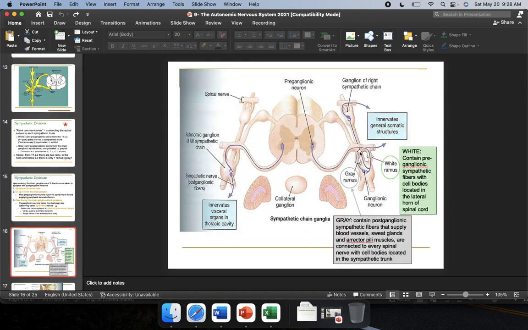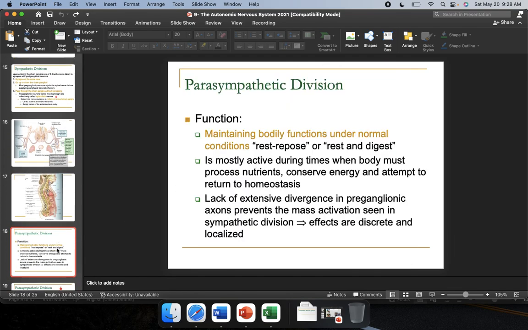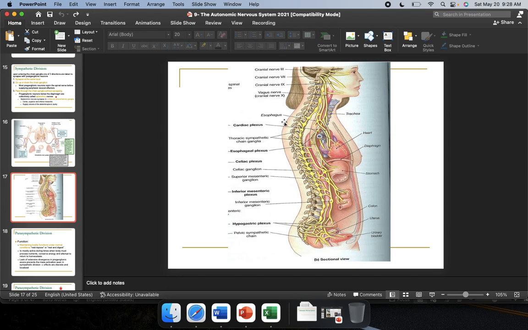Another diagram here indicating the white and gray rami communicans. We're going to come in through the white, myelinated, and out through the gray, unmyelinated, and go have an effect on an effector organ. The thing I think is worthwhile to glean from this diagram is to notice the input into the chain ganglia through this thoracolumbar region of the spinal cord. And then once we get out, we don't have that input anymore, because now we're in the craniosacral division, which is parasympathetic, which is going to bypass this chain ganglia.